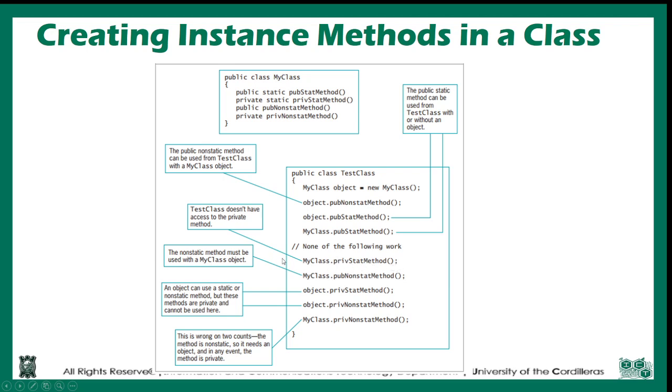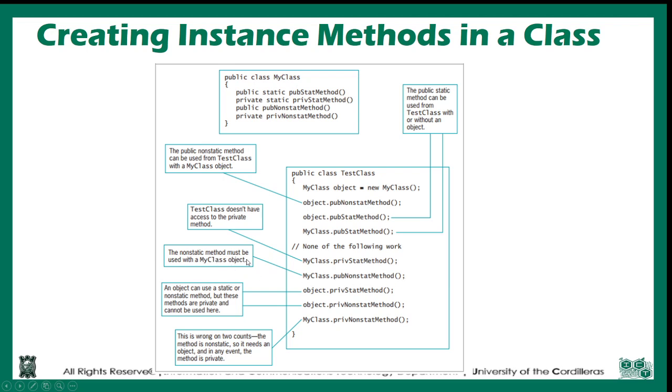Now let's take a look at this. The test class doesn't have access to the private method. Why does it not have any access to the private method? Here, private stat method. It's because we have declared this method as a private static method, meaning this method can only be accessed by this class. And it's private and static.